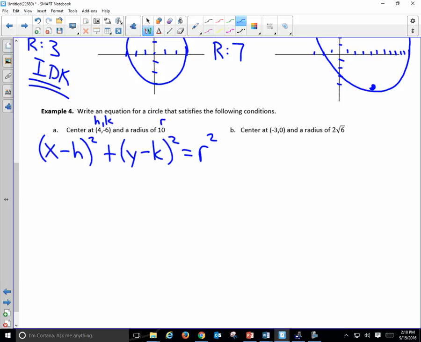So what do I plug in for h? 4. So we have an (x minus 4) quantity squared plus, what do I plug in for k? -6. So I have y minus a -6. Instead of writing y minus a -6, what should I write? (y plus 6) quantity squared is equal to, if 10 is your radius, I have to write radius squared, which is 100.